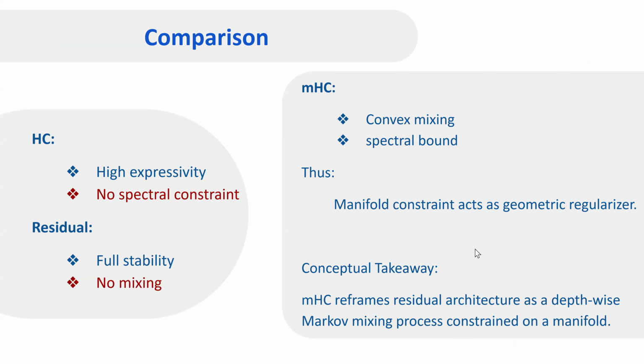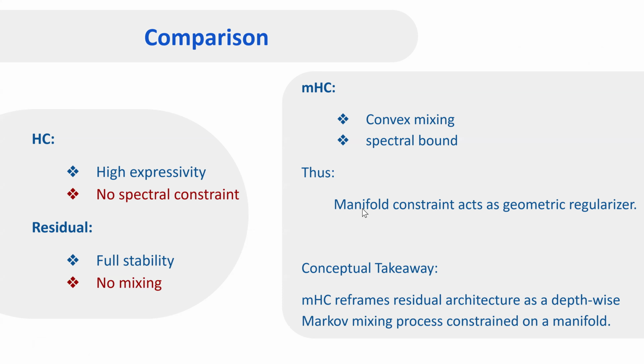At the end, to compare all of these things we have said: in HC, we had high expressivity, but no spectral constraints. We were not bounded. In residual, we have full stability, but no mixing. We cannot scale the number of hidden embeddings. But in mHC, we have convex mixing. These hidden embeddings can contribute to each other, and there is a spectral bound.